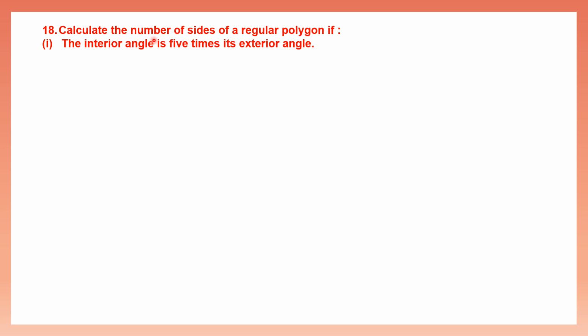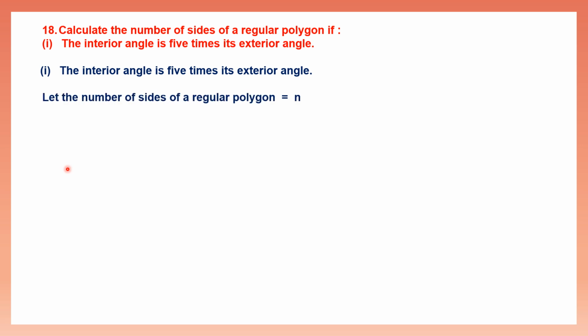Question 18. Calculate the number of sides of a regular polygon if the interior angle is 5 times its exterior angle. So let's calculate this. That is, the interior angle is 5 times its exterior angle. So let the number of sides of a regular polygon be n. The exterior angle, we'll keep it as x. So the interior angle is 5x because it says the interior angle is 5 times the exterior angle.